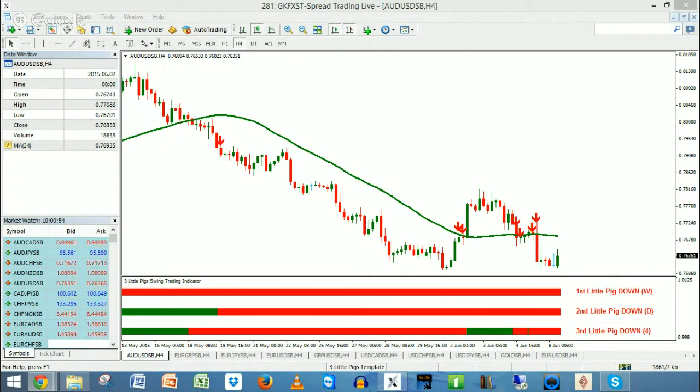It's Monday, the 8th of June, and this is the Three Little Pigs swing trading strategy and no indicators trend trading strategy in the live markets. As usual, I'll revert back to going through the Three Little Pigs first.